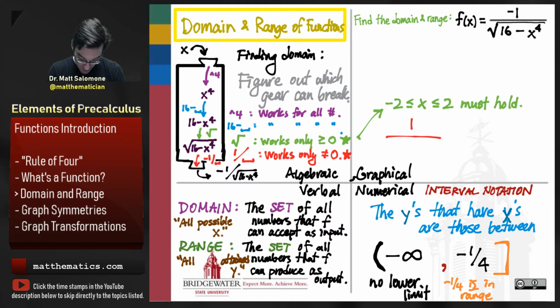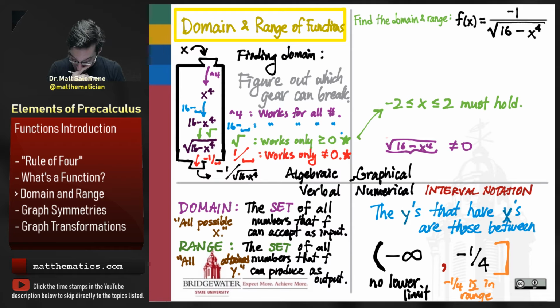And because we're taking a reciprocal, 1 over something, then whatever this something is down here cannot be permitted to equal 0, because we cannot compute the reciprocal of 0. Well, what are we taking the reciprocal of? We're taking the reciprocal of the square root of 16 minus x to the fourth. And so, in order that that last step not break, we need to ensure that x satisfies the inequality 16 minus x to the fourth is not equal to 0.